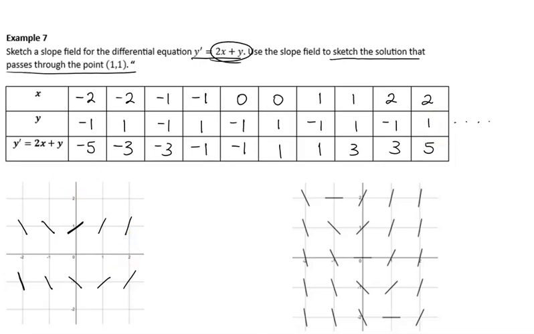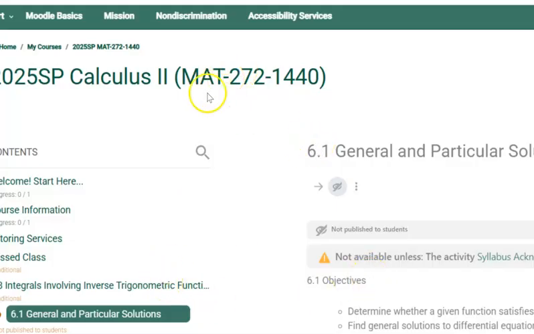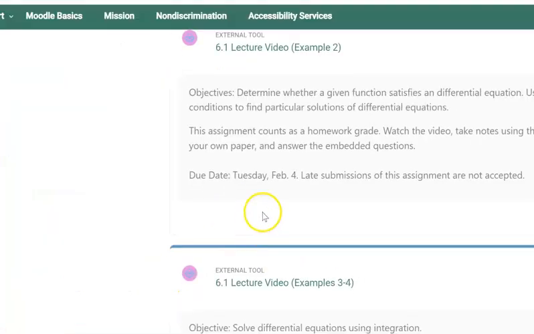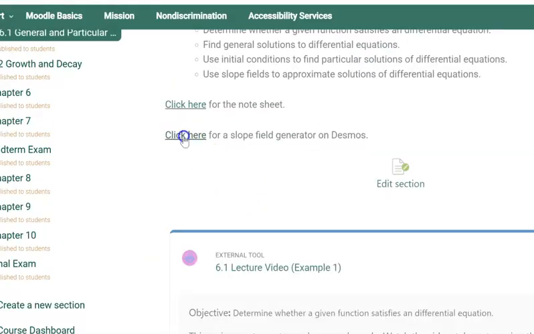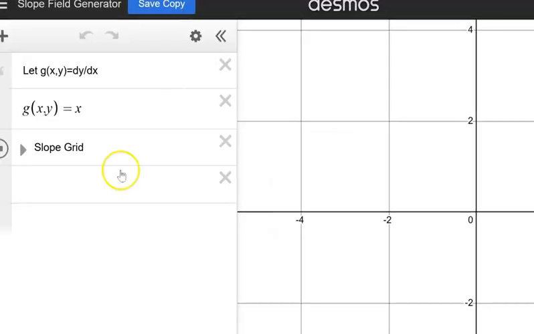Linked on Moodle, I have a link to the calculator in Desmos that will generate a slope field for you if you put in the differential equation. And I will show you that right now just to show you how I generated that. So you would come into Moodle at the top of the 6.1 section and you will just click here for a slope field generator.